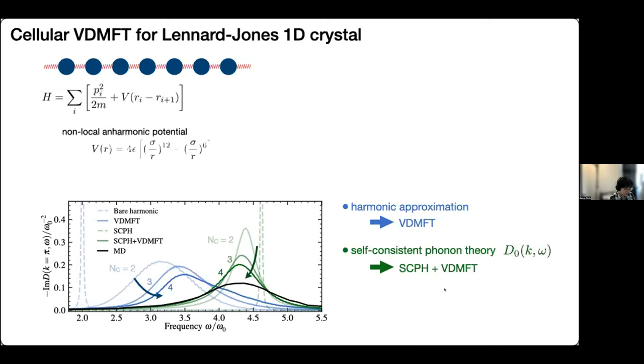So as you might be thinking, it is analogous to Hartree-Fock plus DMFT, where non-local interactions are treated at the mean field level. The SCPH method itself, the dashed green curve here, overestimated the frequency, but because of this improved performance of SCPH theory, the convergence of DMFT with cluster size significantly improved. Comparing this largest cluster size, NC equals 4, the dark green curve, and the black curve, we see that classical DMFT is qualitatively correct in frequency shift and the phonon lifetime, but does not agree very well.